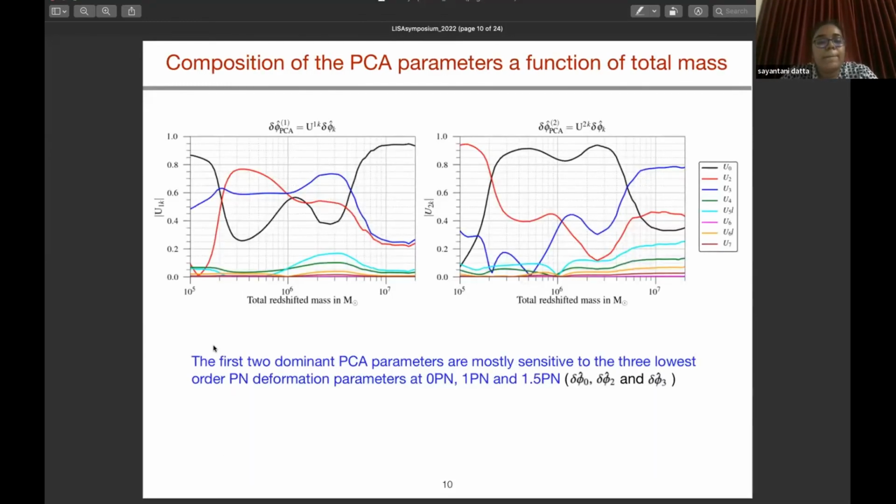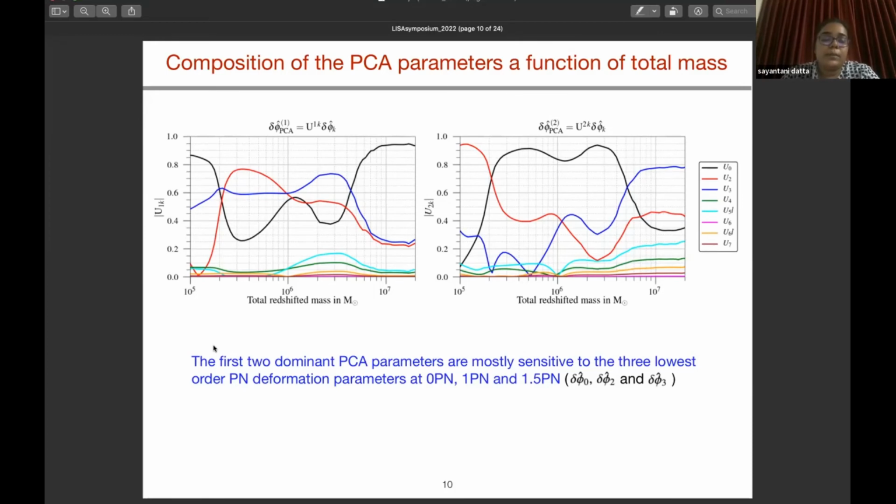So let's first focus on the left-hand side plot, which is the leading PCA parameter, and the linear combination goes as U10 delta phi 0 plus U12 delta phi 2 and so on. The magnitudes of the elements of this U matrix actually tell how sensitive this PCA parameter is to the original post-Newtonian deformation parameters. And that is exactly what I have plotted here.